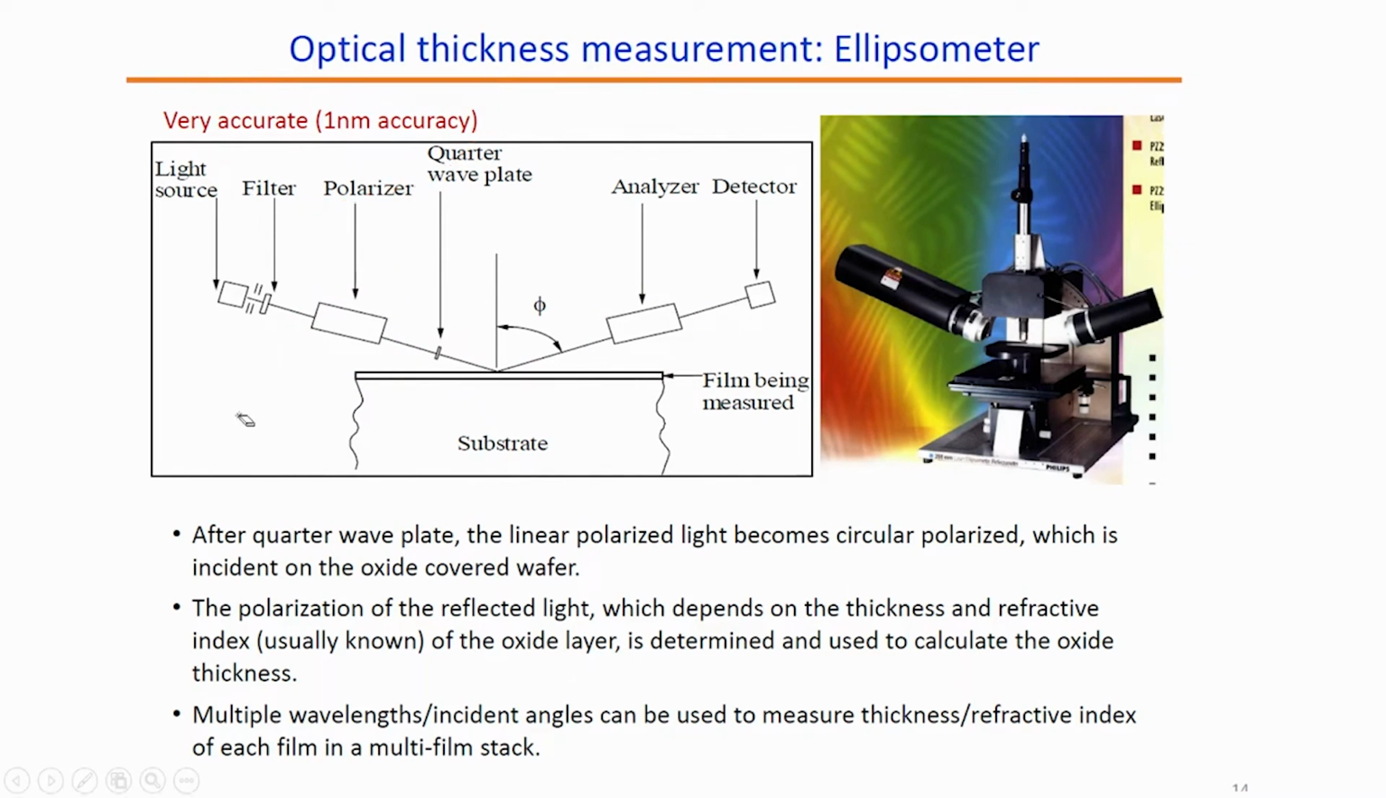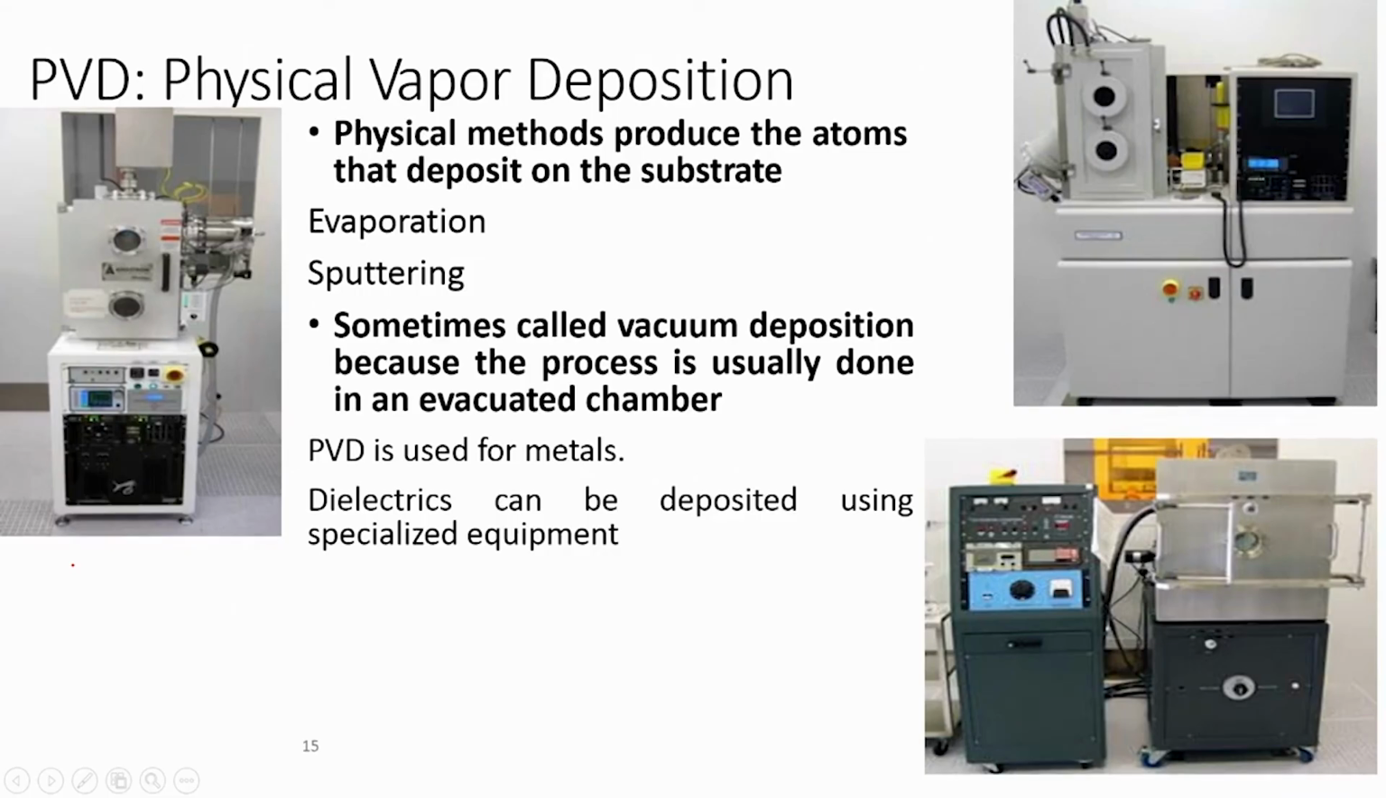Like I said, your homework will be to understand what the role of the polarizer is, what the role of the quarter wave plate is, what the role of the analyzer is, and what kinds of detectors there are. Similarly, what kinds of light sources and filters are used. This will be your homework.